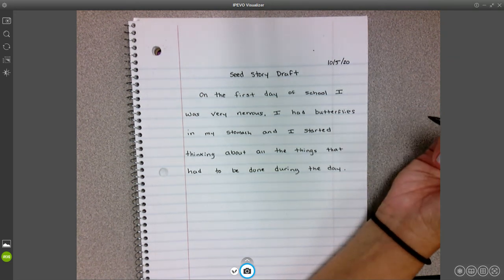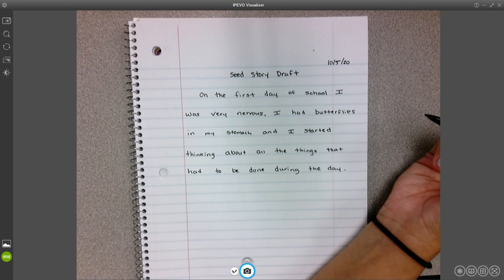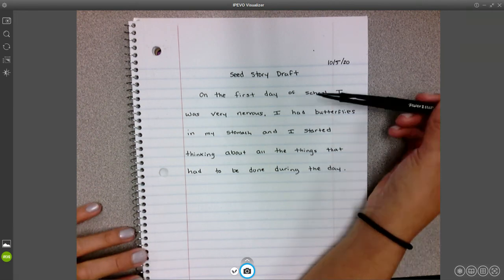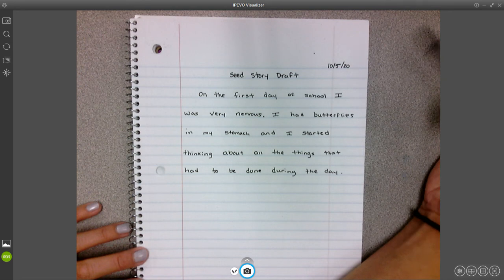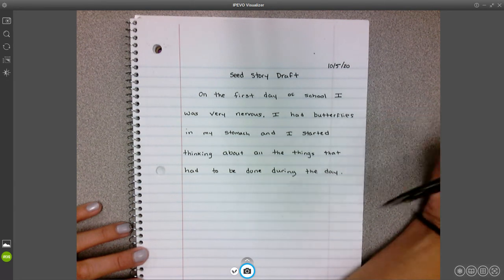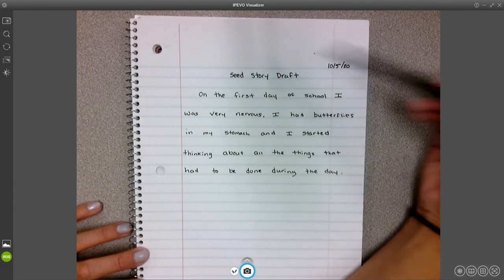And then tomorrow you can pick up where you left off, because you're going to have a lot of writing, and I don't want you guys to feel too tired or make your brain hurt too much. So just try and get down as much as you can, set a timer for about 15 minutes, and then write as much as you can about your small moment, your seed story.